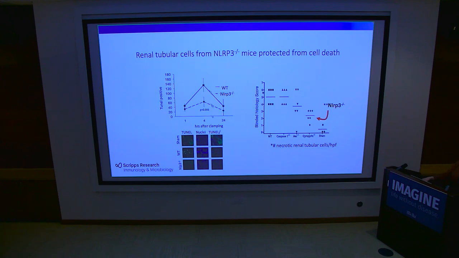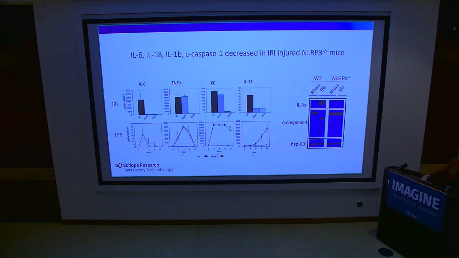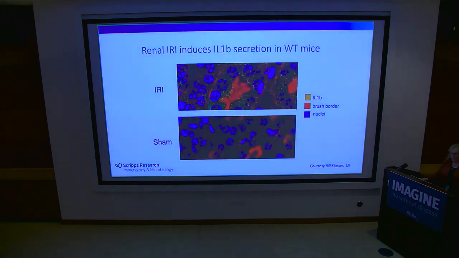There was less renal tubular injury in mice. All of our samples, we work closely with a renal pathologist who scores all of our stuff blindly, and it was really quite profound protection from renal tubular injury. There's less IL-6, IL-18, IL-1 beta, and all of this was decreased in the NLRP3 knockout mice.